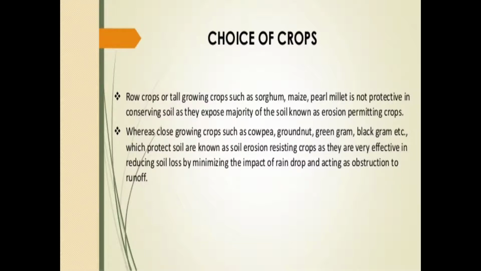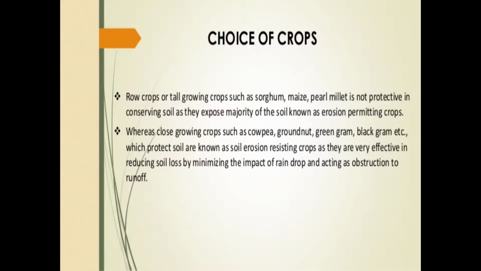The erosion permitting crops are sorghum, maize, pearl millet, mostly all the cereal crops, and these are not protective in the conservation of soil, as they expose the majority of the soil. That is known as the erosion permitting crop. Whereas the close growing crops such as cowpea, groundnut, green gram, black gram help to protect the soil. They are known as the erosion resisting crop.